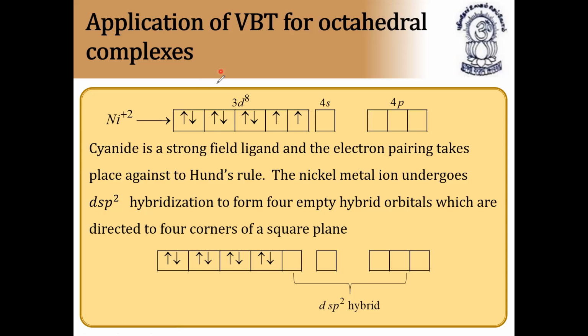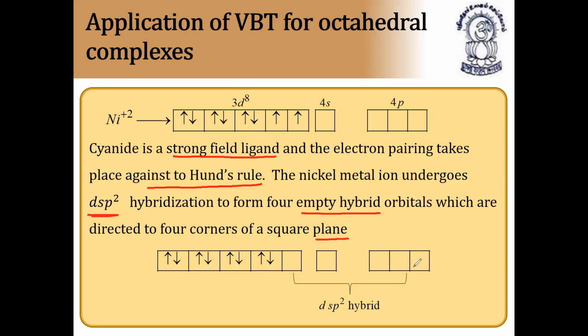Since cyanide is a strong field ligand, as I told you, based on ligands only we can decide the complex, and the electron pairing takes place against Hund's rule. So if there is a strong field ligand, automatically the electron pairing takes place against Hund's rule. In total, how many cyanides do we have? 4 cyanides. The nickel metal ion undergoes dsp2 hybridization. What type of hybridization? dsp2. So 1 d orbital, 1 s orbital and 2 p orbitals will undergo hybridization to form 4 empty hybrid orbitals which are directed towards the 4 corners of a square plane.